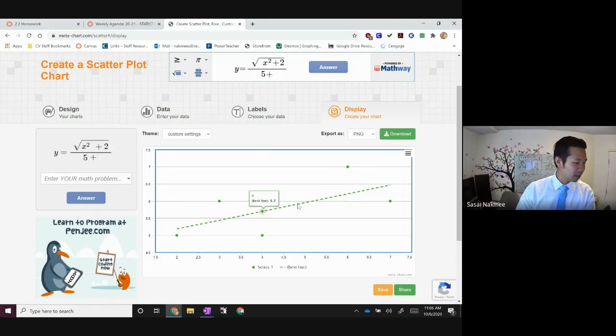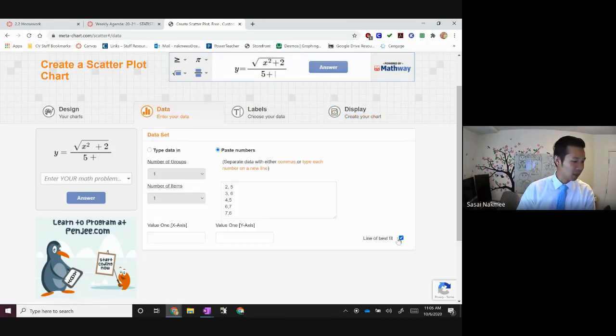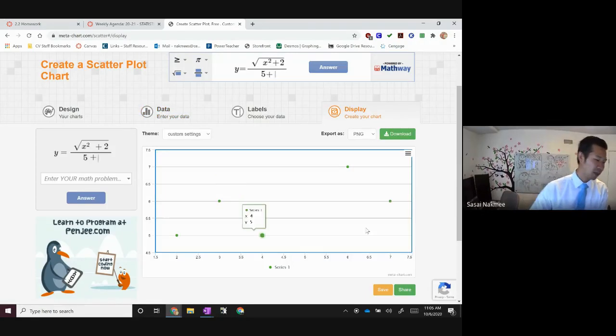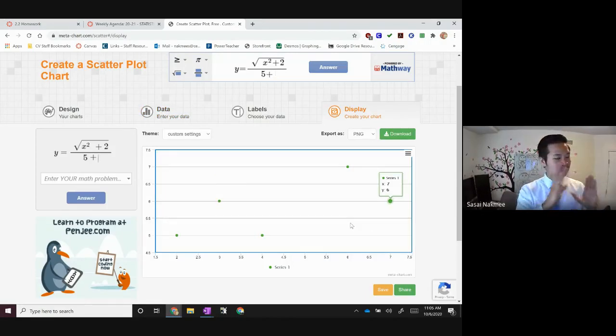And then you don't need to draw it with the line of best fit. You could just uncheck that. But if it has a line, I'm not going to mark you off on it. But yeah, this is the thing that will make it a perfect chart for you every single time, as long as you keyed in your numbers.